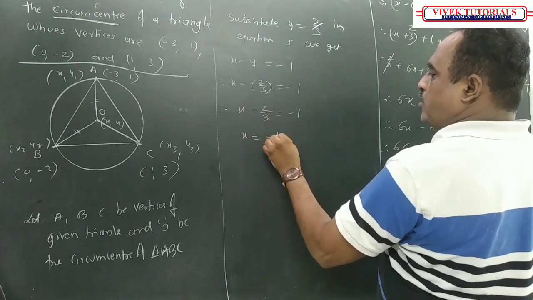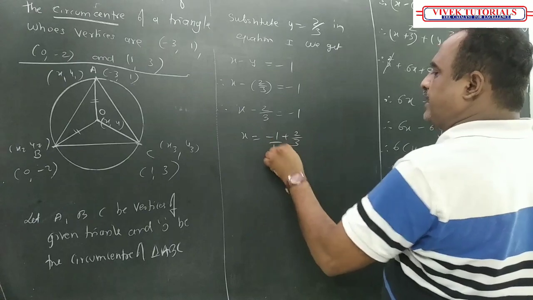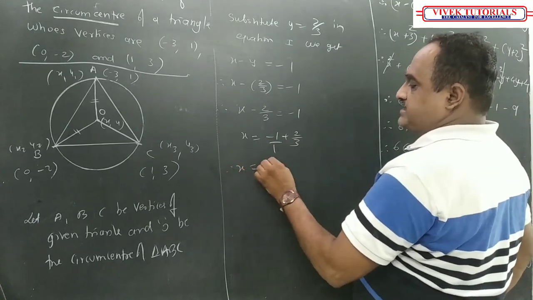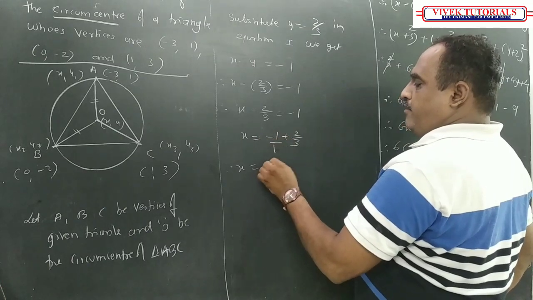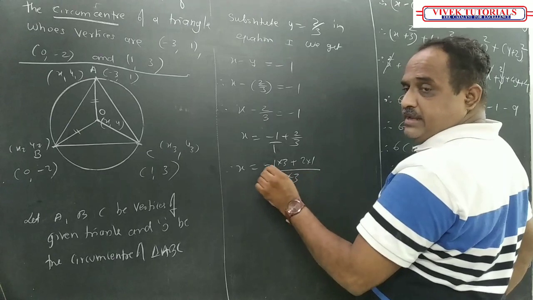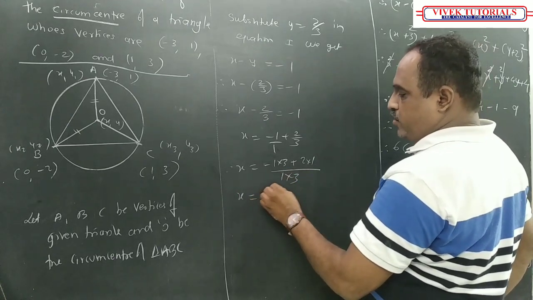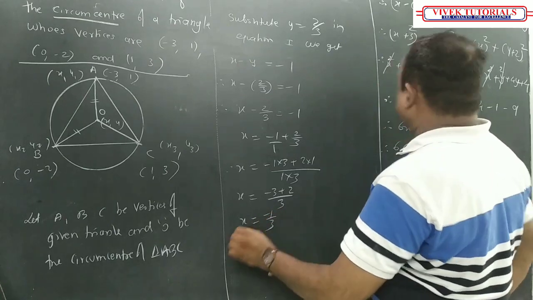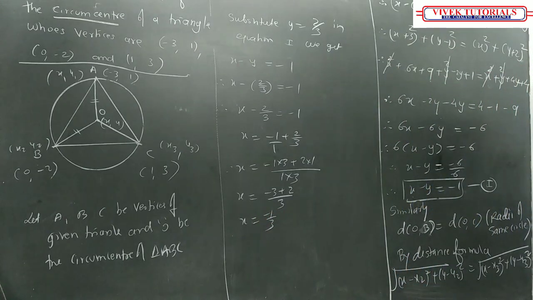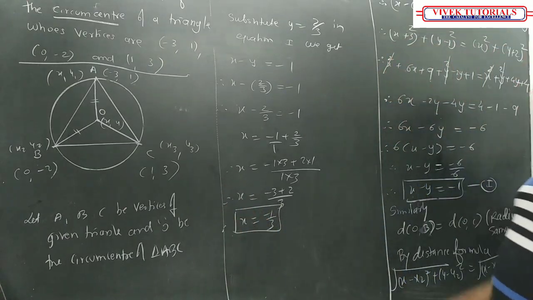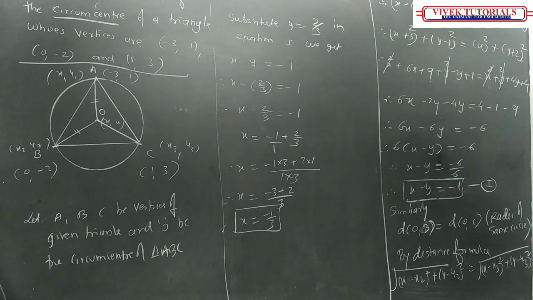x is equal to minus 1 plus 2 upon 3. Now we are going to cross multiply it. So x is equal to minus 1 into 3 plus 2 into 1 upon 1 into 3. So x is equal to minus 3 plus 2 upon 3. x we got is minus 1 upon 3. So this is the value of x we got. So x and y are the coordinates of O. It is the circumcenter. So what would I write?